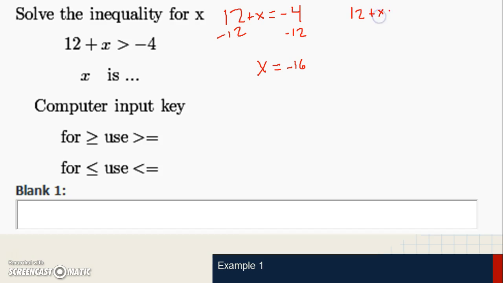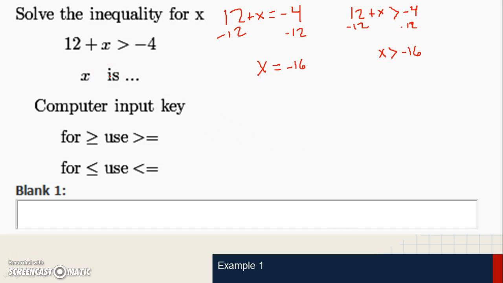12 plus x is greater than -4. And then we use inverse operations just like we did in the equation. And we get x is greater than -16. And so again, we'll use that down here when we type it in. And the difference here is that we have greater than and less than signs, or greater than and equal to signs, which are up here, less than and equal to signs.